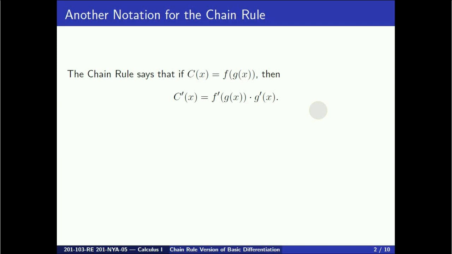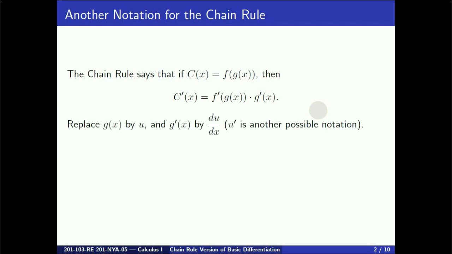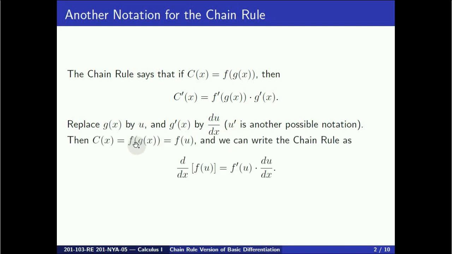Another possible way to rewrite the chain rule is to label the function g of x by u, so that u is g of x and g prime of x becomes the derivative of u, which is du dx. So you can use u prime also if you prefer. Therefore, c of x, which is f of g of x, can be simply rewritten as f of u, and the derivative of c of x with respect to x becomes the derivative of f of u with respect to x. That's the left-hand side of the chain rule.